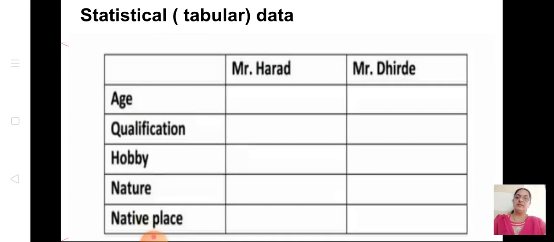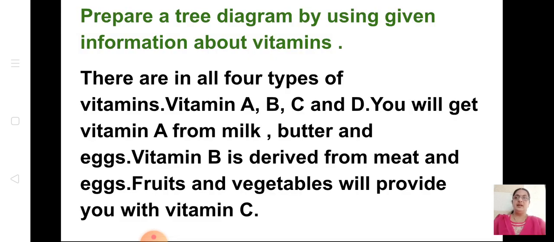Shall we go to the question? Prepare a tree diagram by using the given information about vitamins. I have taken a small, very simple paragraph as an example. There are in all 4 types of vitamins. You have to read the paragraph thoroughly, isn't it? Vitamin A, B, C and D.